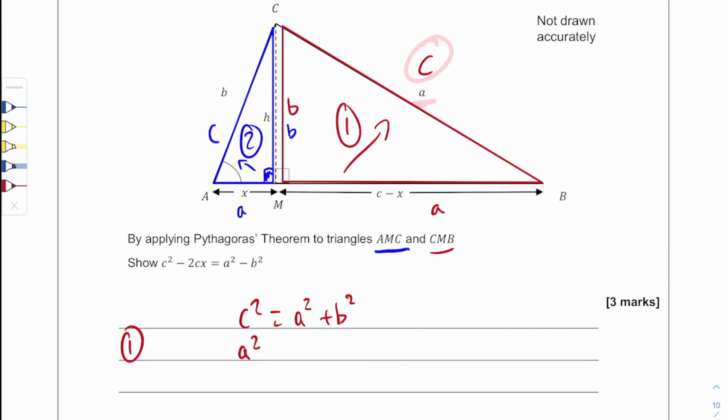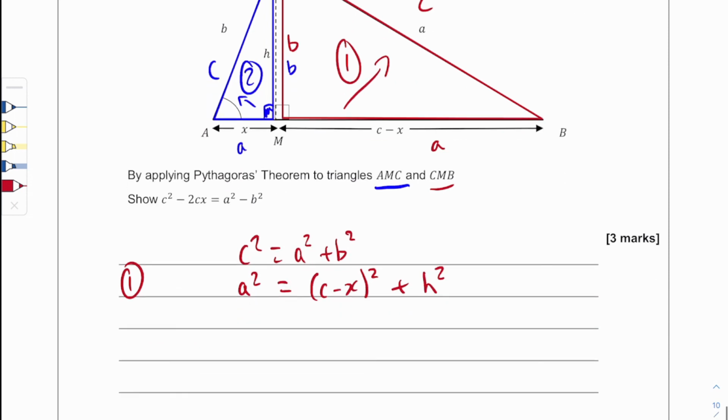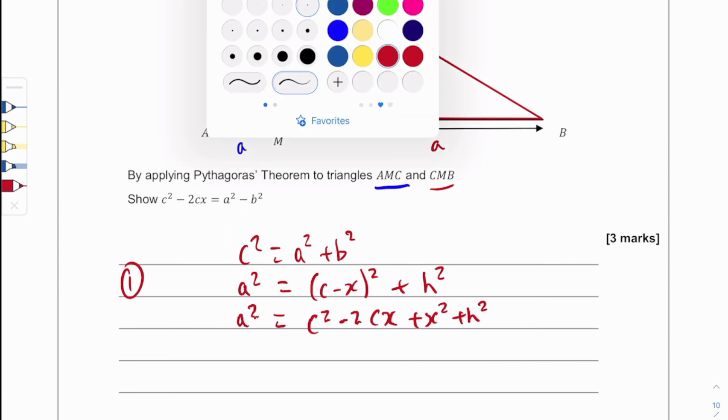Okay, so for triangle number 1, our C is A, bit confusing, but where we've labelled C, they've labelled it as A, so we'll say A squared is now equal to our A, which is C minus X. So remember our brackets, C minus X all squared, and then we've got plus our B squared, which in this case is H, so plus H squared. We'll simplify this, so we get A squared is equal to C squared minus 2CX, plus X squared plus H squared. Okay, right, so we'll leave it like that for now.